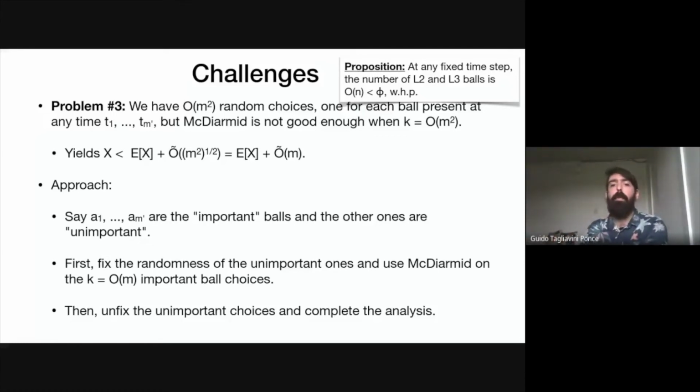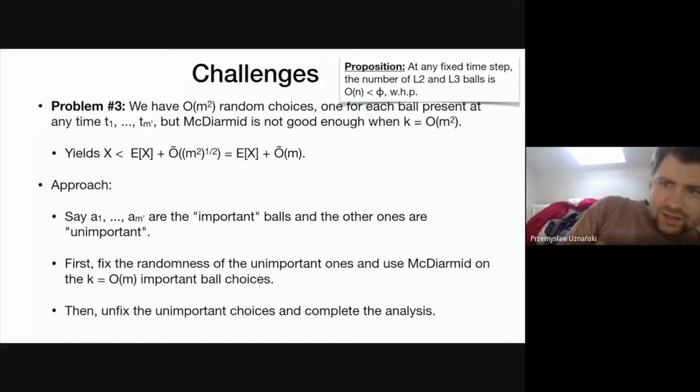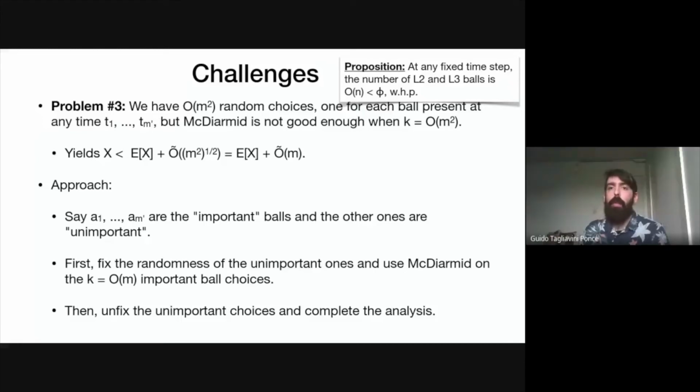Okay. So you don't have to deal with the actual balls into bins? You can use the existing results as a black box, right? Well, yes, to apply McDiarmid, you can use it as a black box. But then when you unfix the unimportant choices, you're going to have to do a classic balls and bins analysis. It's not only an application of results as black boxes.